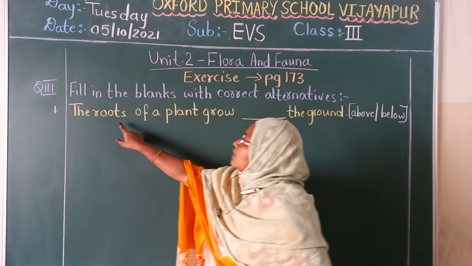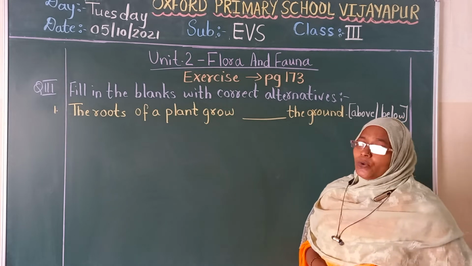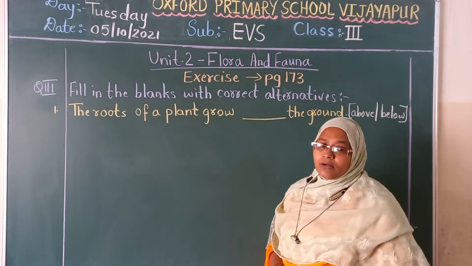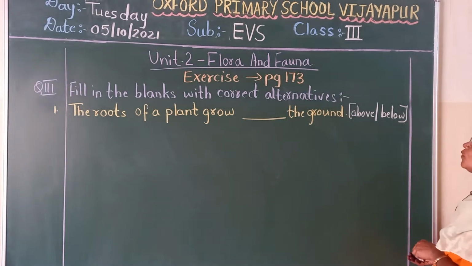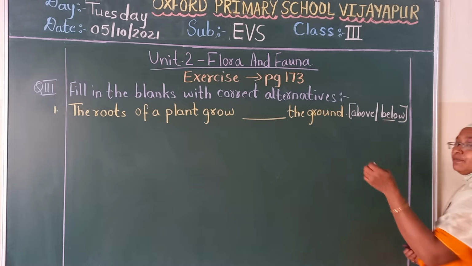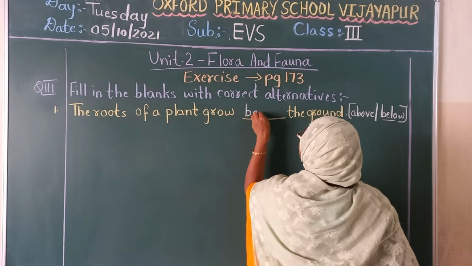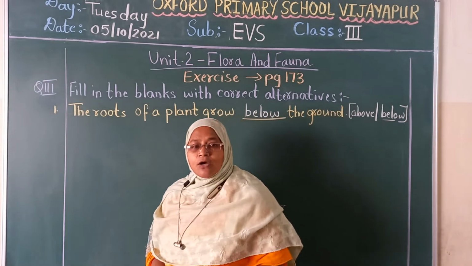So what is that? The roots of a plant. Can you see the root above the ground? No, it is under the ground. So it is deep in the ground also. So what will you write? The roots of a plant grow below. Below means under the ground. So write below. Okay. Next sentence.